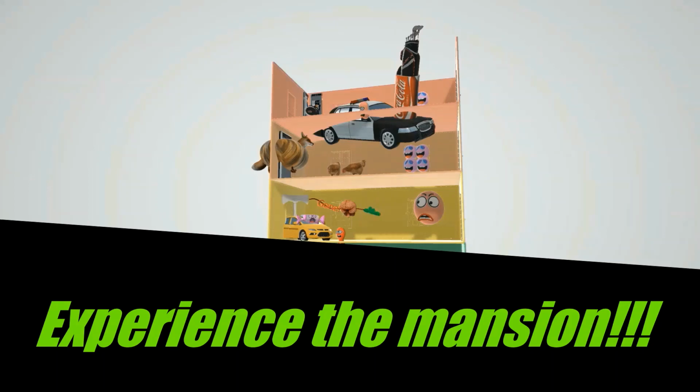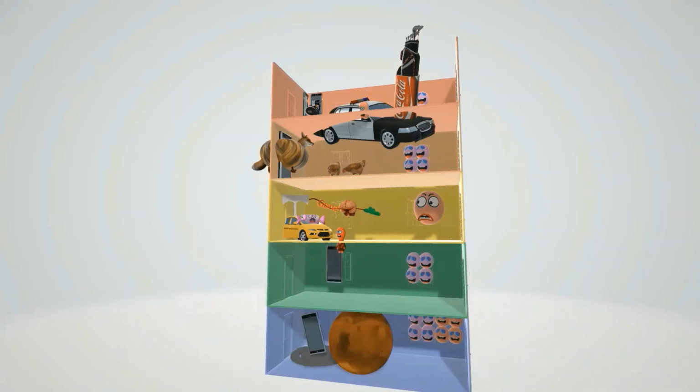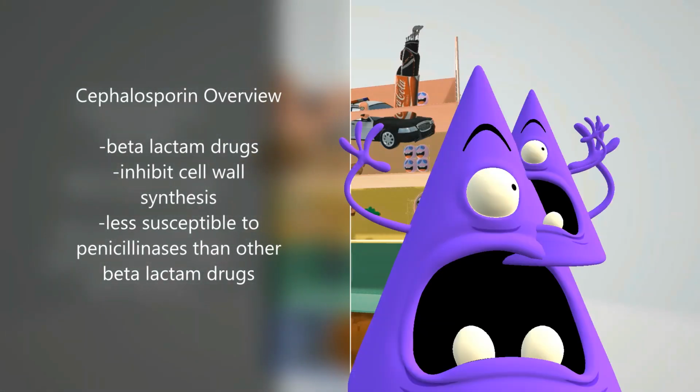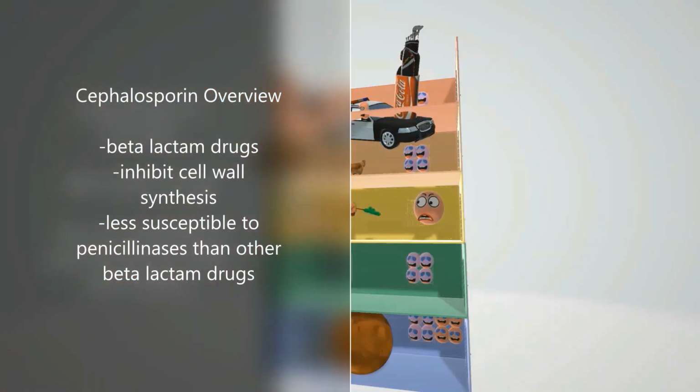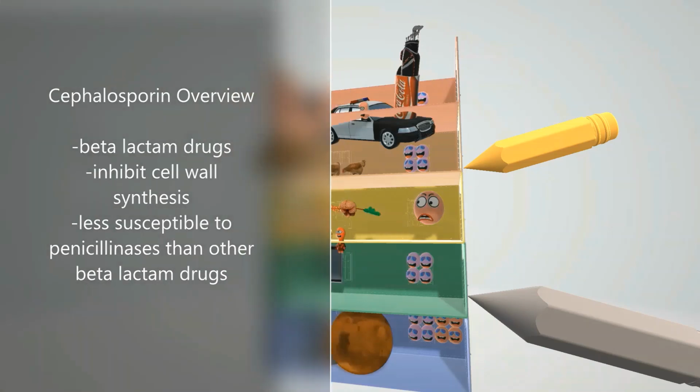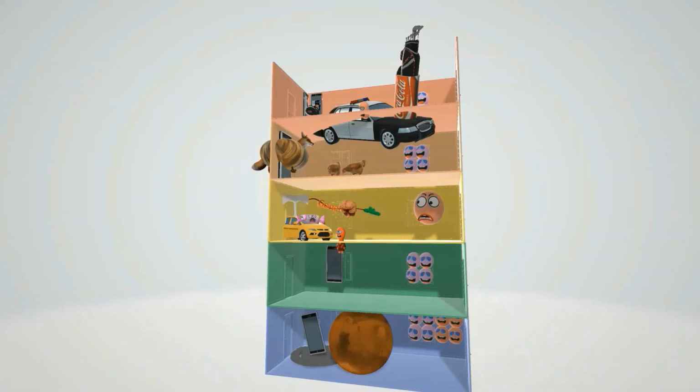about the cephalosporins. So let's just have a brief introduction on the cephalosporins. The cephalosporins are beta-lactam drugs that inhibit cell wall synthesis. Other beta-lactam drugs include the penicillins and the monobactams, but what makes the cephalosporins different is the fact that they are less susceptible to penicillinases. That's why we see over here these pencils coming but not doing anything, because the cephalosporins are less susceptible to penicillinases. Okay, now let's talk about each of these generations.